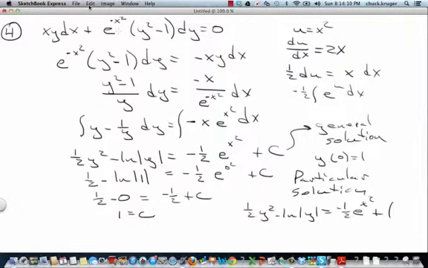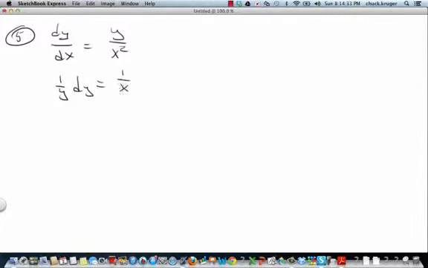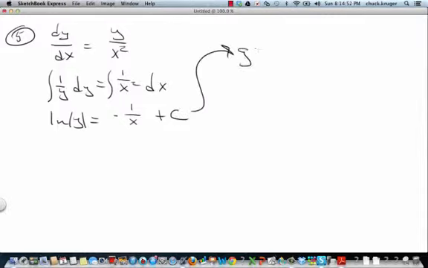Alright, last problem. Number 5. And it looks like this. dy dx equals y over x squared. That means I have 1 over y dy is equal to 1 over x squared dx. I'm going to integrate both of these. I get the ln of y, absolute value, and here I get a negative 1 over x plus c. And that's my general solution.